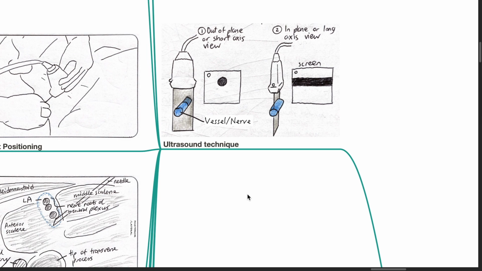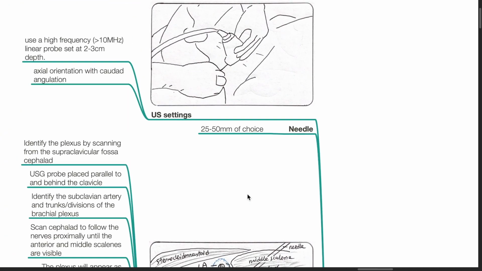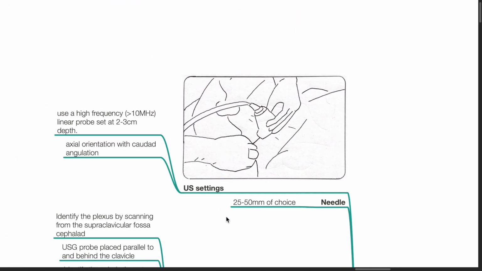Ultrasound technique. Ultrasound settings. Use a high frequency, more than 10 MHz, linear probe set at 2 to 3 cm depth with an axial orientation and a caudad angulation. The needle should be 25 to 50 millimeters of choice.